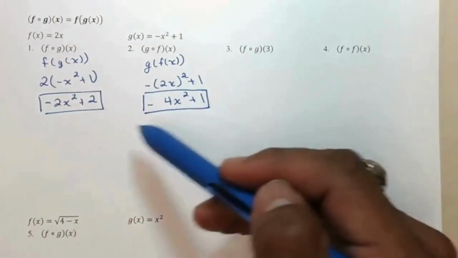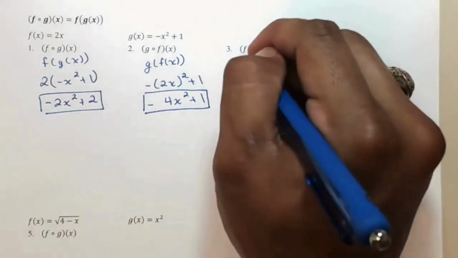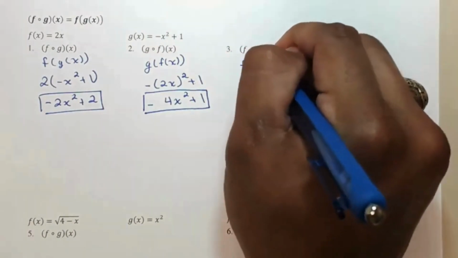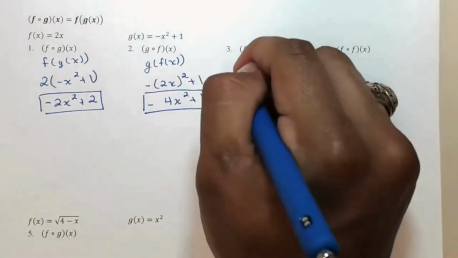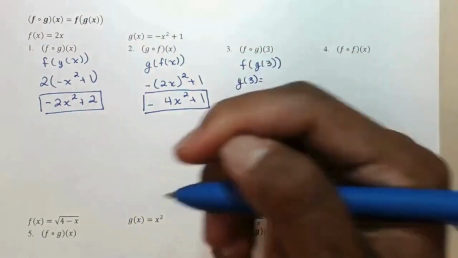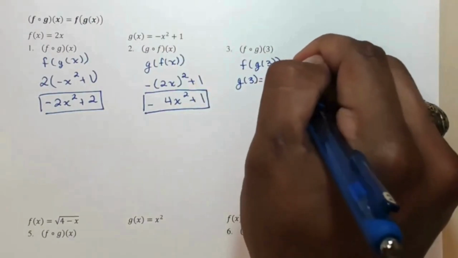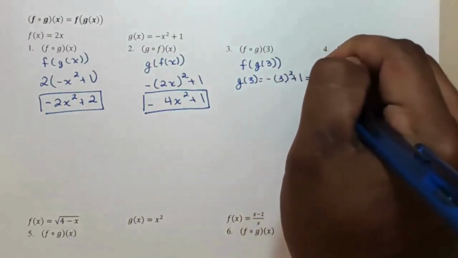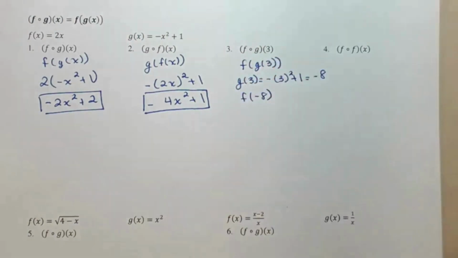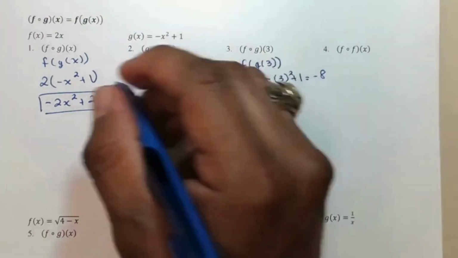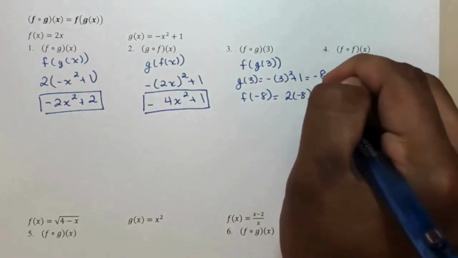So if it's in terms of x, again, we'll get an expression. If we're plugging in numbers, we should get out a number. So another way of writing this is just taking g at 3 and plugging it into f. Well, what is g at 3? We didn't already do that work earlier. So g at 3 is going to be negative 3 squared plus 1, which ends up being negative 8. So I'm plugging in negative 8 into f. Well, f is just 2x, so 2 times negative 8 is negative 16.